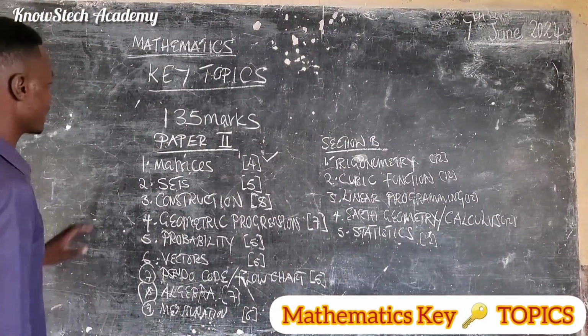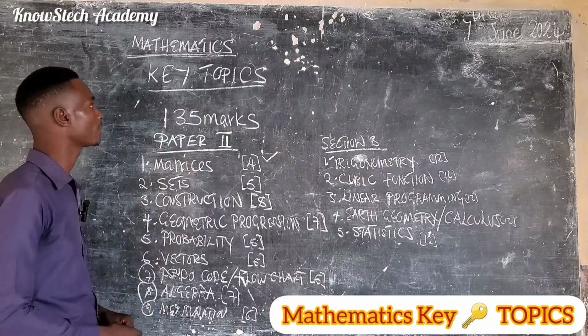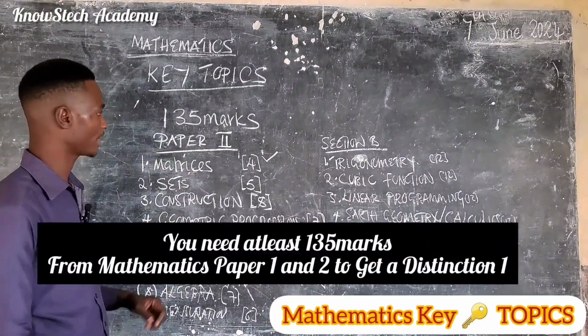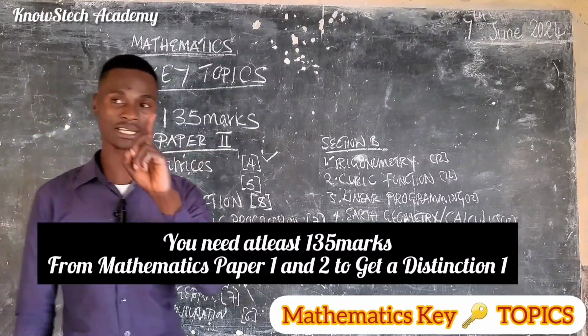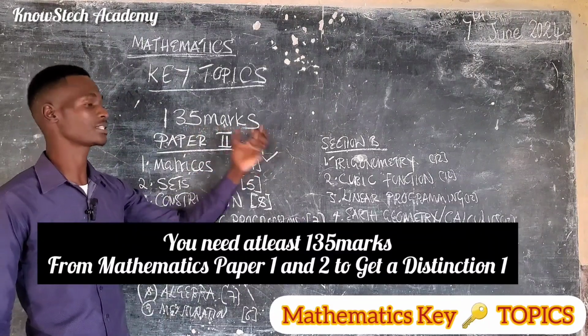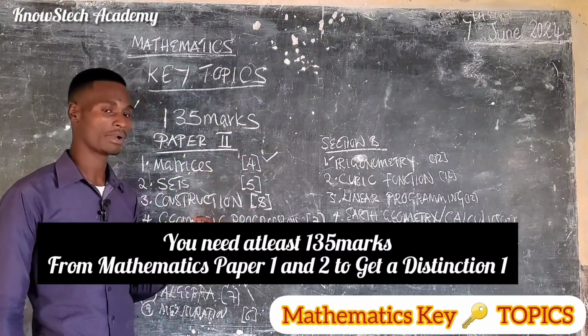Okay, so these are the key topics in paper 2 of mathematics syllabus D. For you to get a distinction, which is the first distinction, you need to get at least 135 marks in both papers, paper 1 and paper 2.